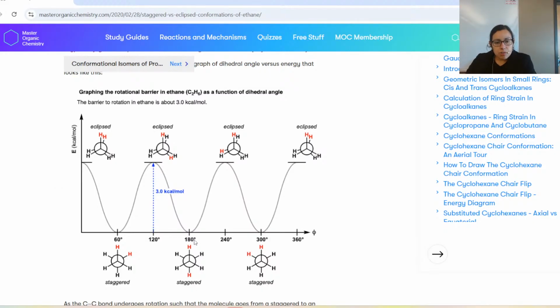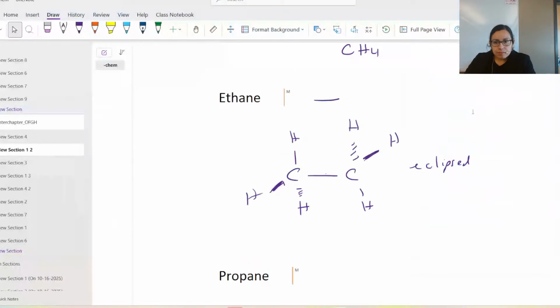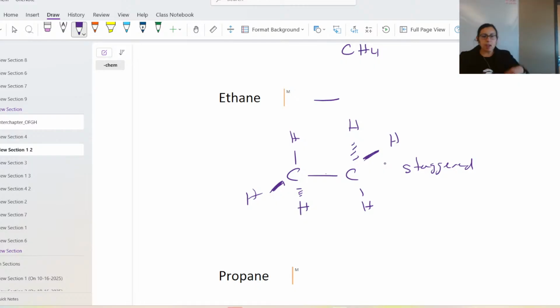But how I was trying to draw it was in the most favorable, and I wrote this wrong, eclipsed. This is not eclipsed. I wrote the wrong thing. So this is staggered, sorry, where they are far apart. But again, just something to keep in the back of your mind with OCHEM. We have 3D, and that's the number one emphasis I can say about OCHEM: you have to think in 3D.